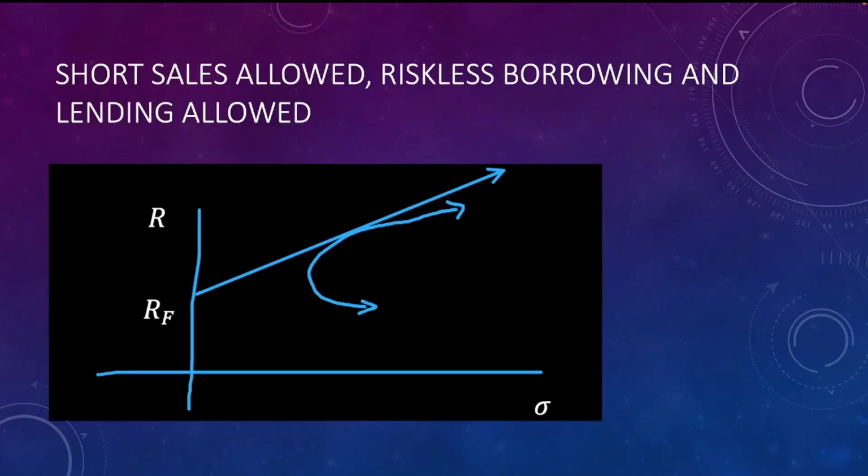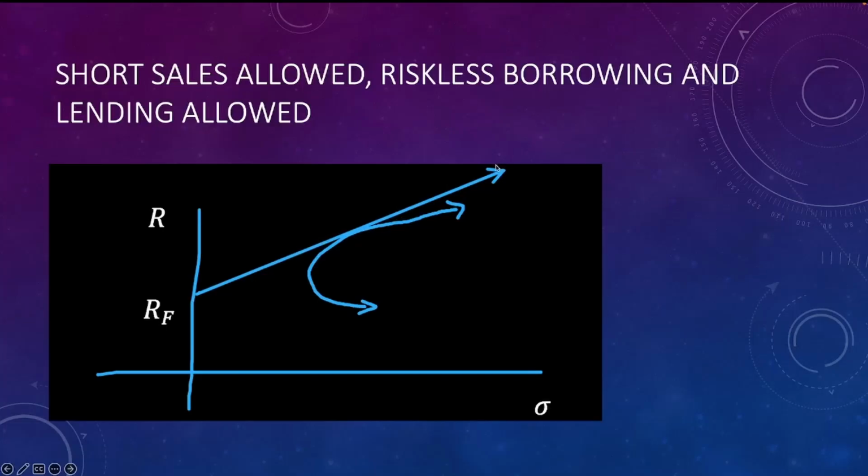We have also seen this curve in chapter 4 before. This is for when short sales are allowed and riskless borrowing and lending is also allowed. This curve basically goes all the way to infinity when short sales are allowed. It will stop somewhere if short sales are not allowed. And when riskless borrowing and lending is allowed, we get this type of line which touches this curve. And that line is our efficient frontier.